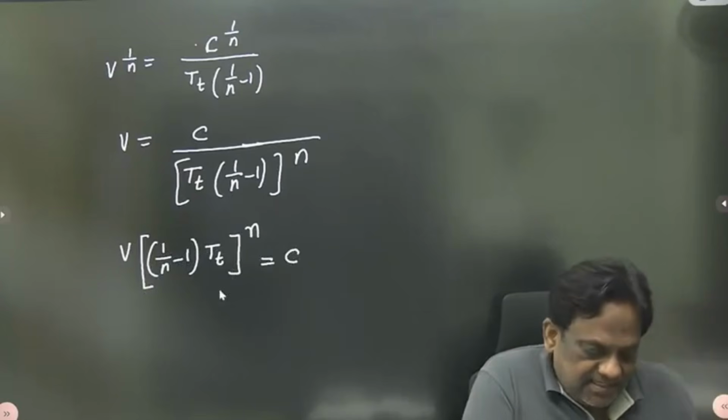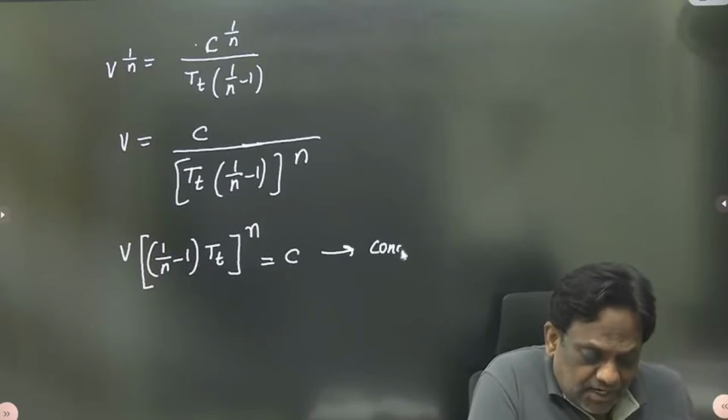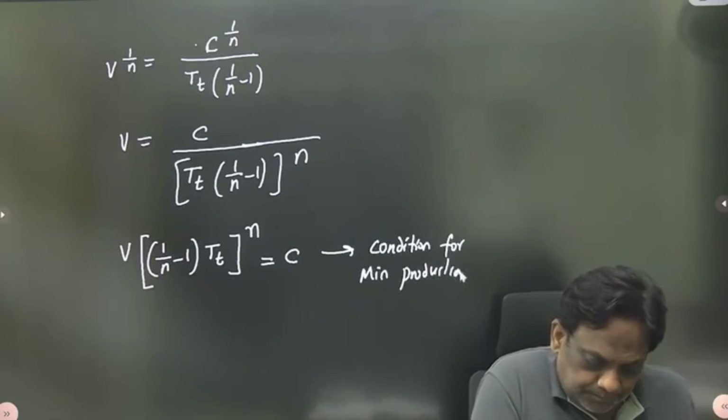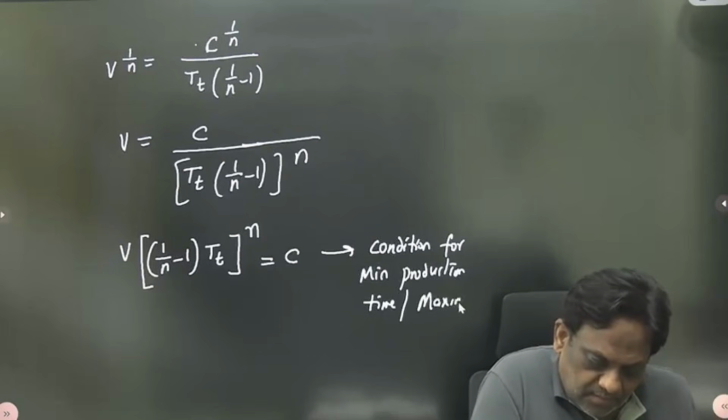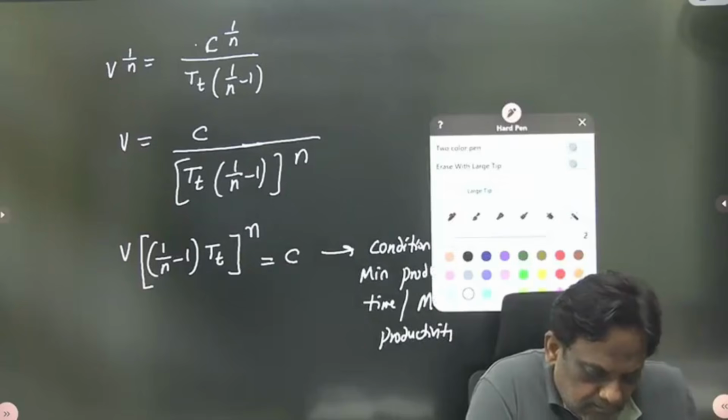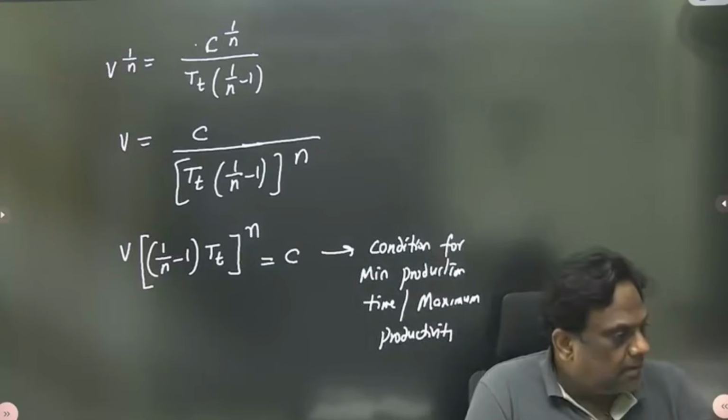ये क्या है सर? This is the condition for minimum production time or maximum productivity. Clear?